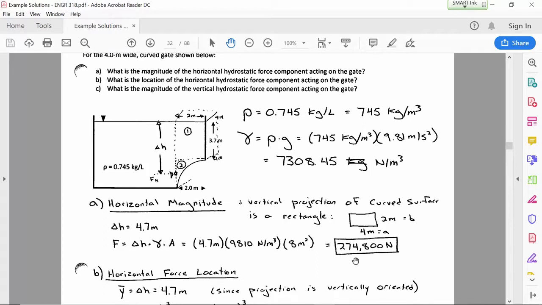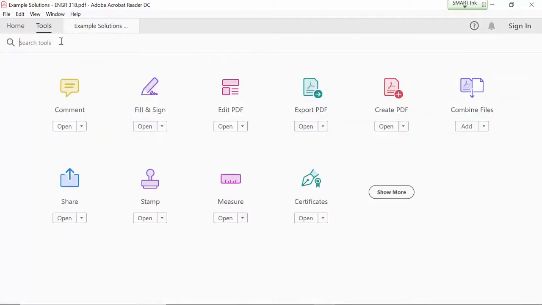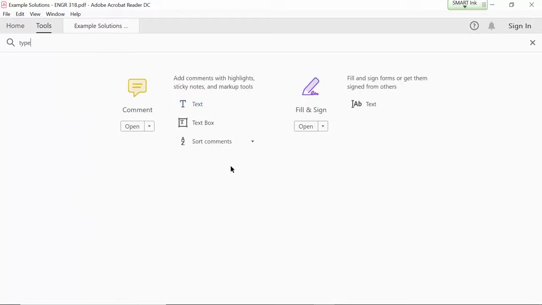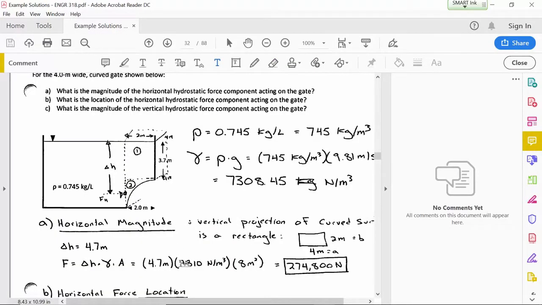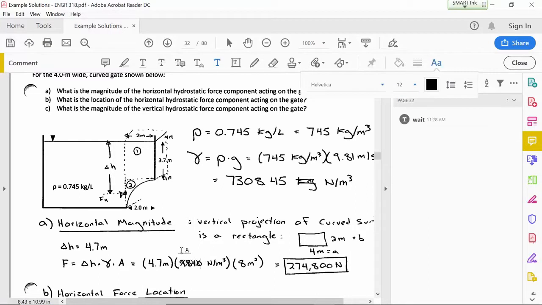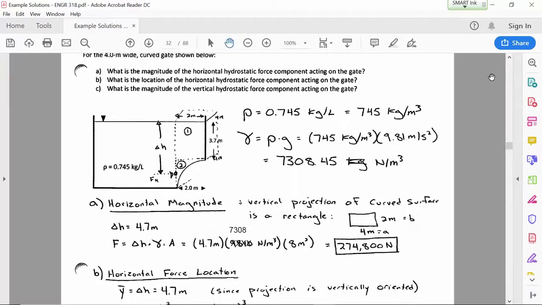The area of the projection, even though I wrote 9810 here, I used the correct value, let me type that in. That was just a mistake in what I wrote, but the calculations are all right. I used 7308 newtons per cubic meter. All right, so that's the horizontal magnitude.